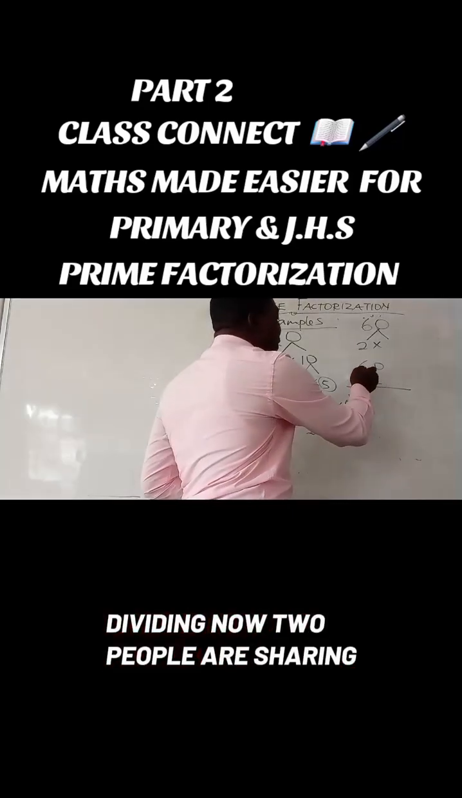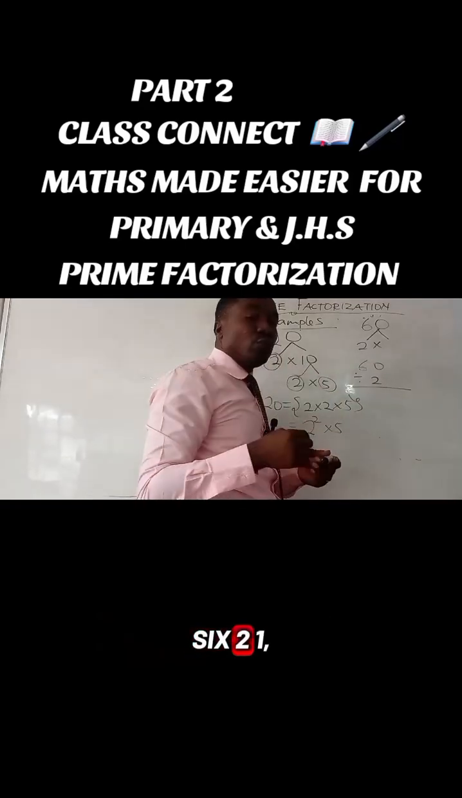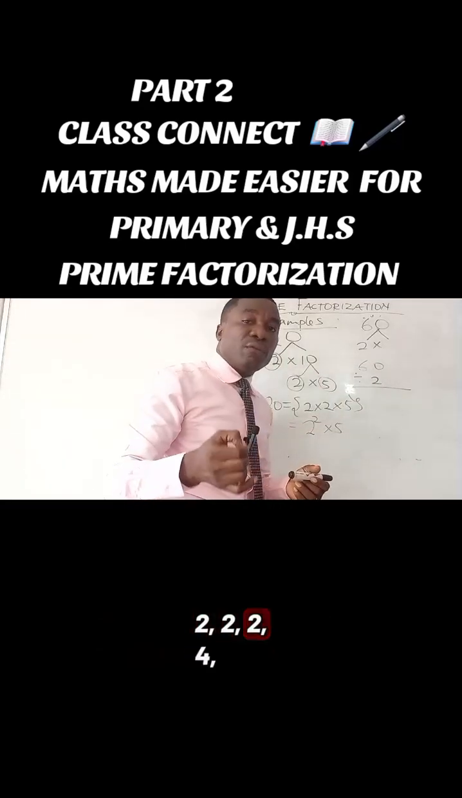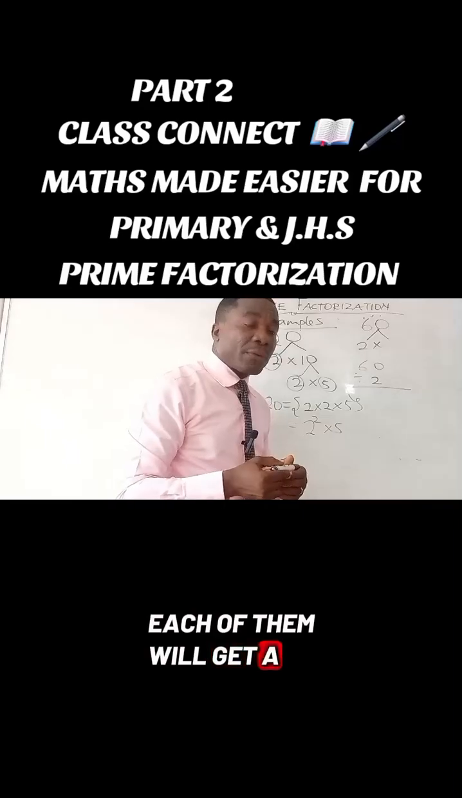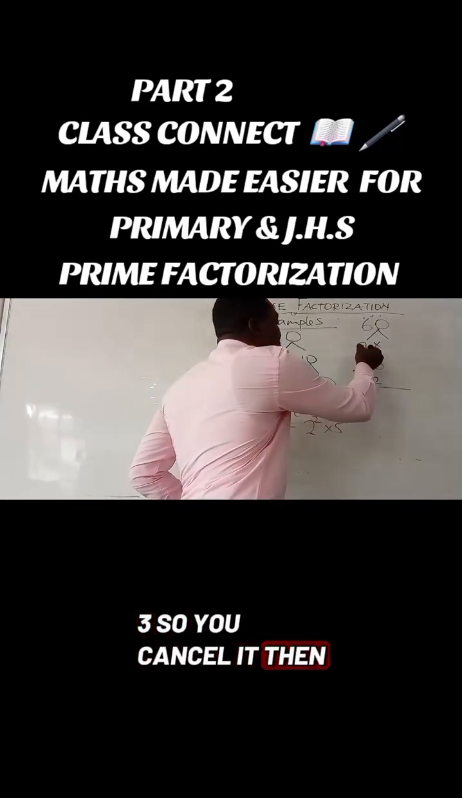Now, 2 people are sharing 6. 2, 1, 2. 2, 2, 4. 2, 3, 6. Meaning that if 2 people are sharing 6, each of them will get 3. So you cancel it, then write your 3.